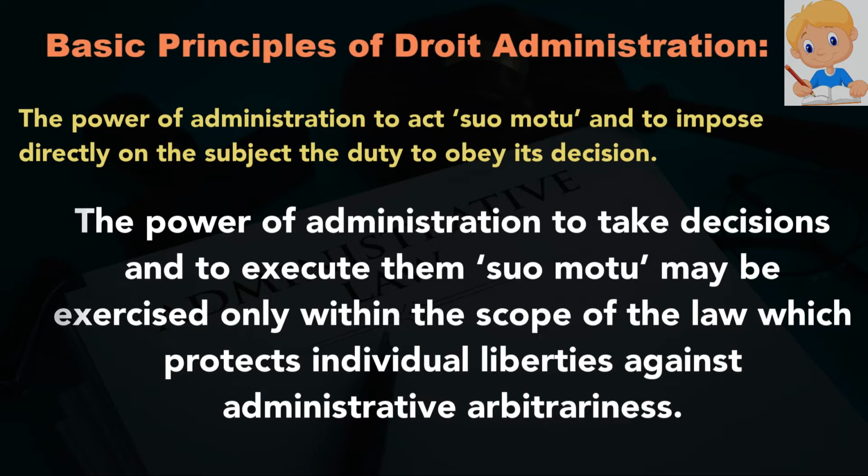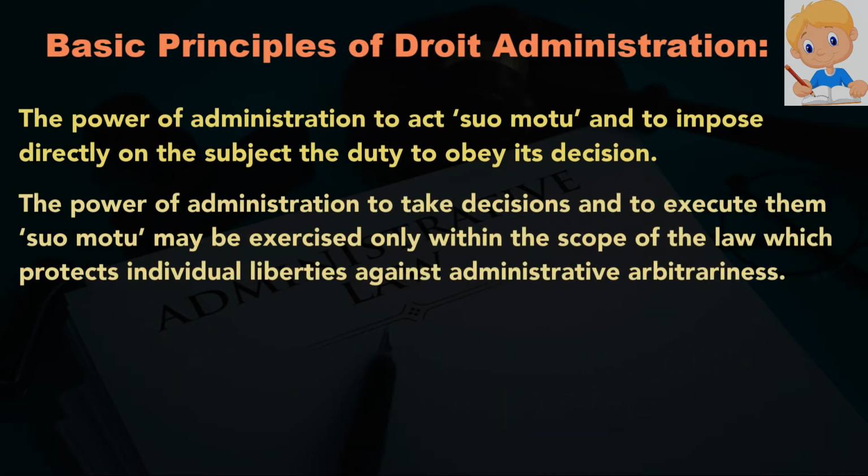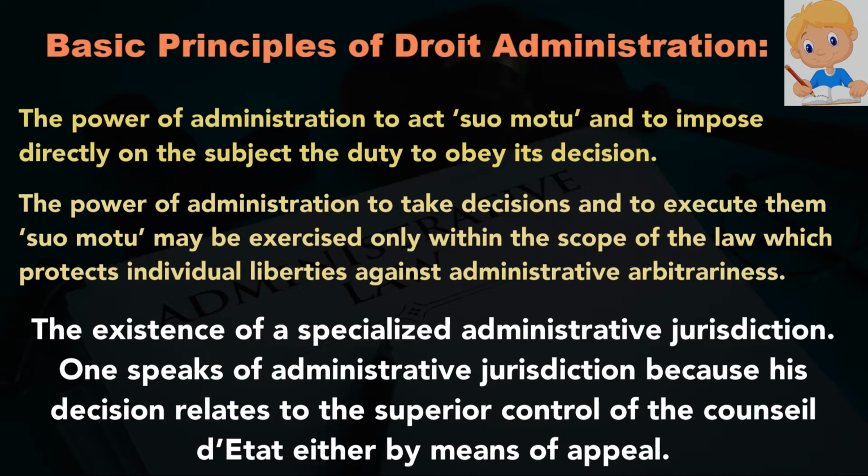Okay, so the last principle of Droit administratif was the existence of a specialized administrative jurisdiction. One speaks of administrative jurisdiction because its decision relates to the superior control of the Conseil d'État, either by means of appeal. So the Droit administratif was beautifully designed, as it made a direct relationship between the administrative authorities and the people. Okay, and that gave a certain amount of freedom to the people, they can claim their rights and their interests and everything. So these are the principles of Droit administratif.